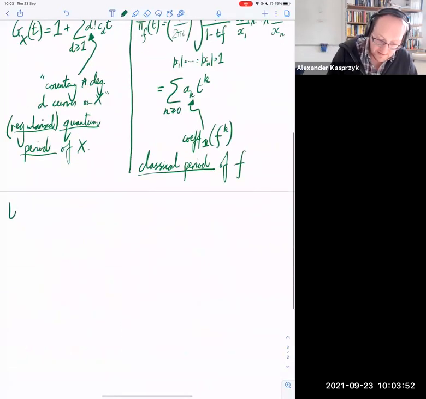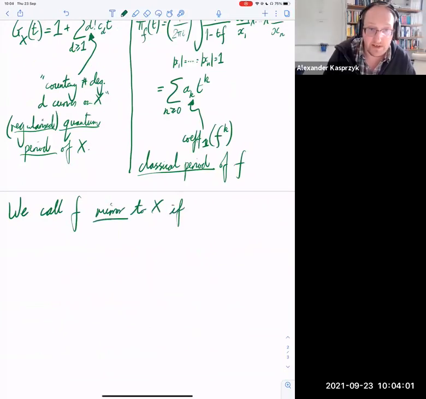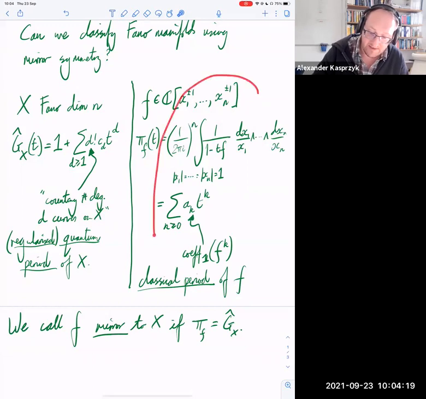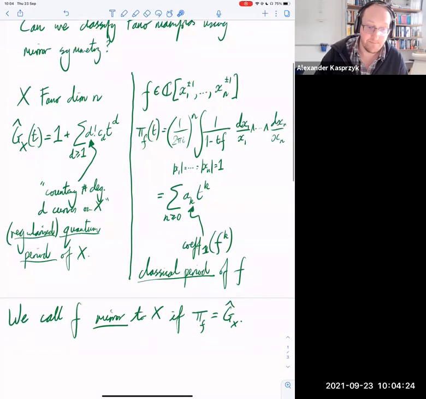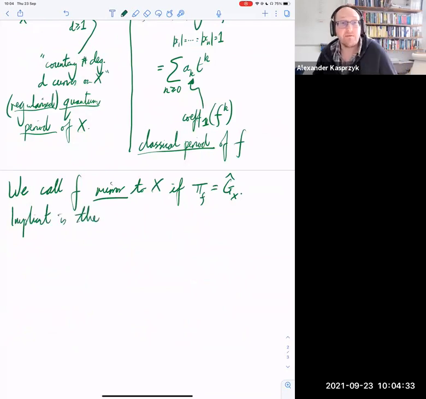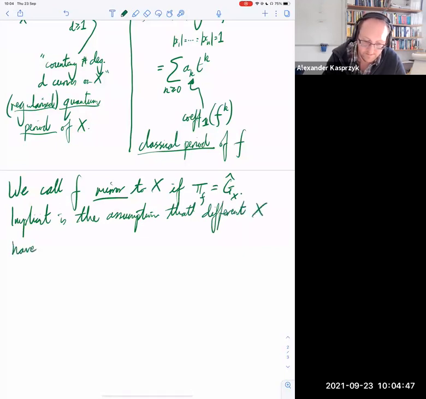And we say that f is mirror to X if the periods agree. And so I guess the philosophy behind all this is that on the one side, we have things that are quite difficult to calculate. On the other side, we have things that are really easy to calculate. So it would be really nice to reduce the problem of classifying Fano manifolds to classifying the correct Laurent polynomials. And implicit in all of this is the assumption that different Fano manifolds have different periods. I think Horatio calls it the telephone number for the Fano manifold.